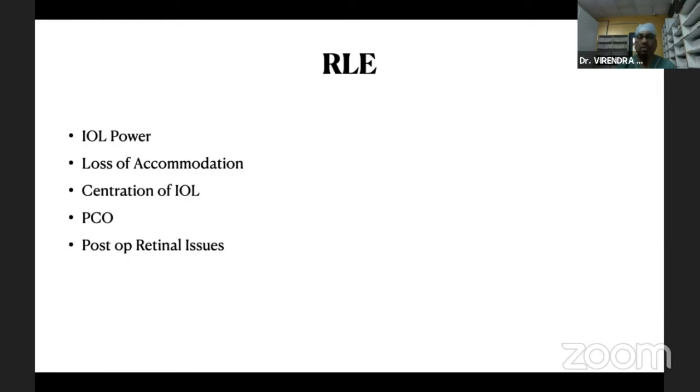So the issues with the refractive lens exchange: again, IOL power calculation accuracy is a must. We have handheld keratometers. We can do axial length measurement by ultrasound, immersion ultrasound under anesthesia, but still power calculation is an issue, because we have different thoughts on whether it should be reduced 20%, 10%, or what amount of power should be implanted lower than that.